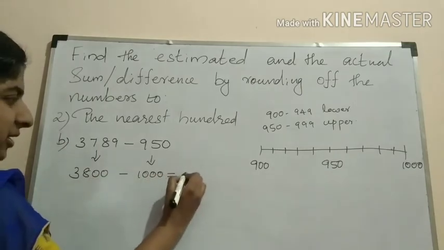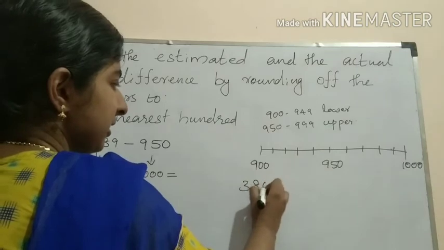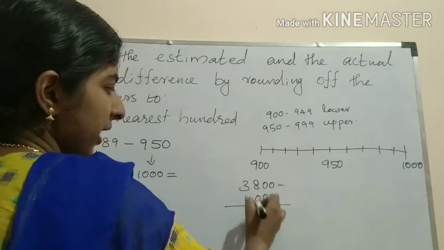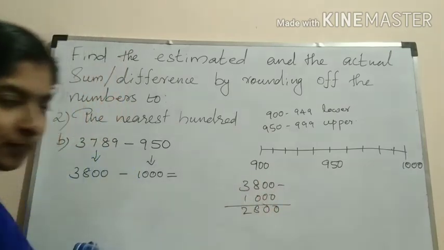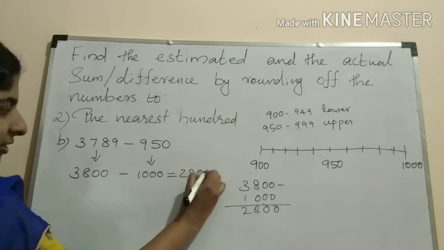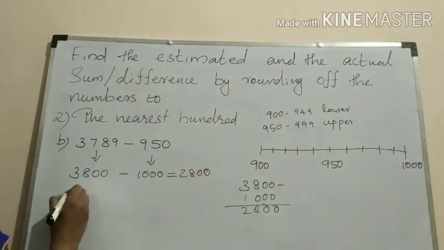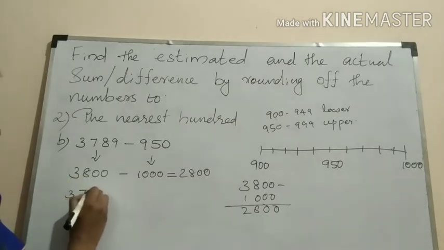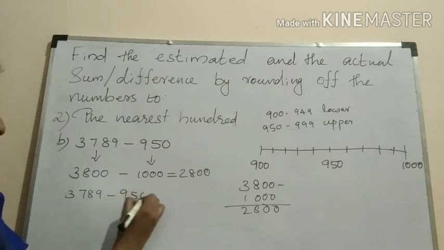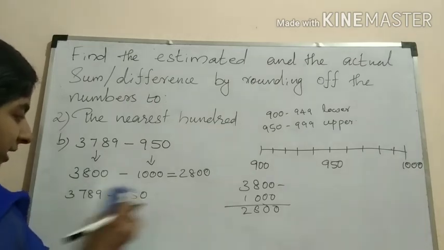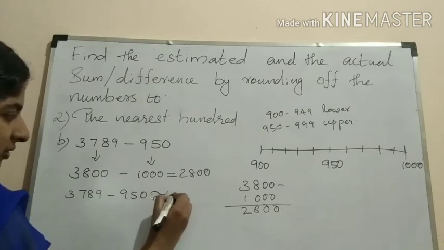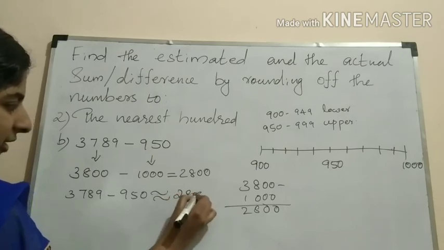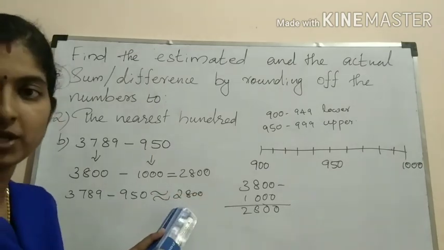Then 3,800 minus 1000 is equal to 2,800. So 3,789 minus 950 is approximately 2,800. This is the estimated subtraction.